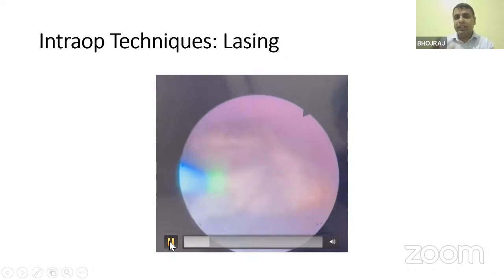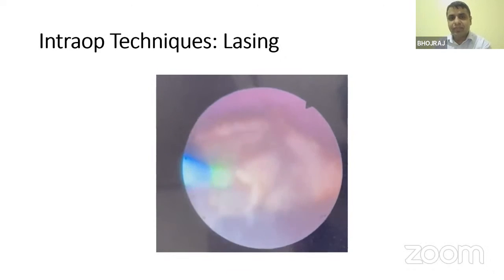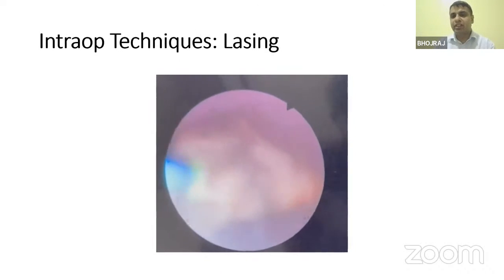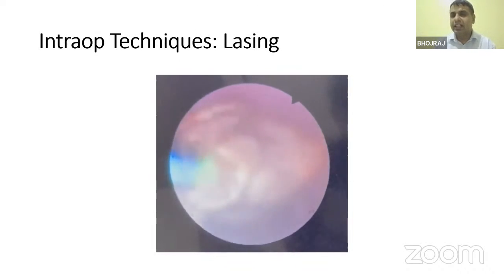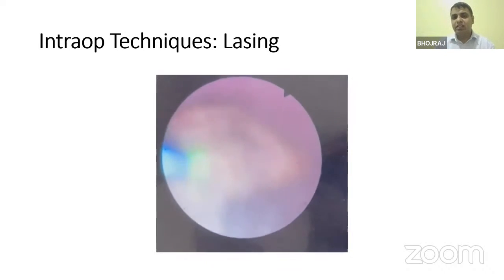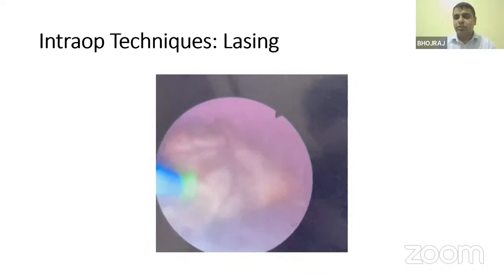Once you enter the diverticulum, the main aim of lasing, as far as possible, is dusting and flushing. If at all that does not work, then you might need to go for chipping and basketing also.